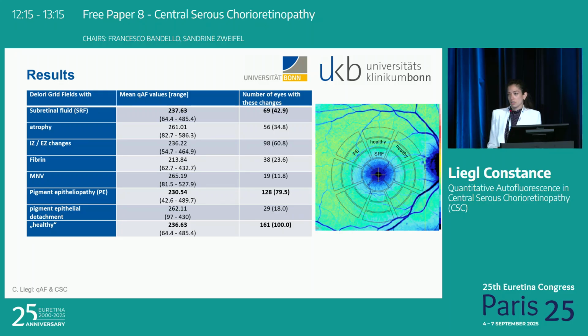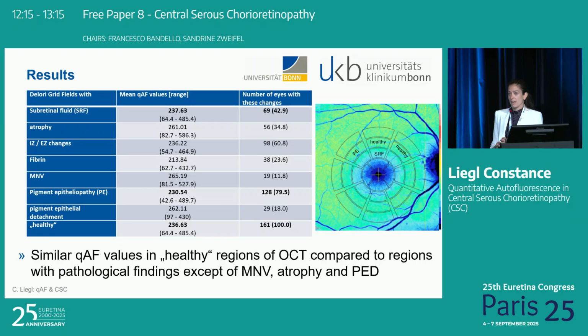And we were able to show that the healthy regions actually had similar values to the most common findings like subretinal fluid and pigment epitheliopathy. Only the areas with MNV, atrophy, and pigment epithelial detachment had higher values, though not significantly.